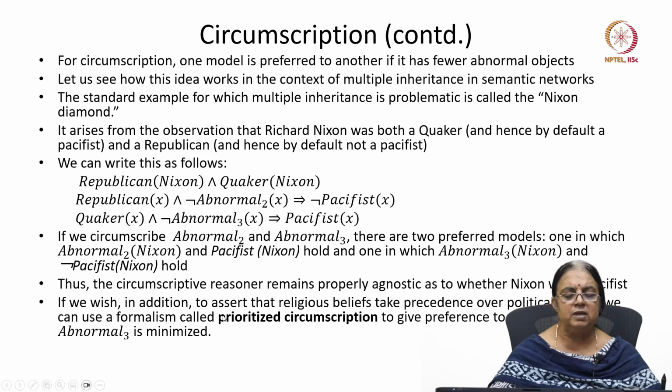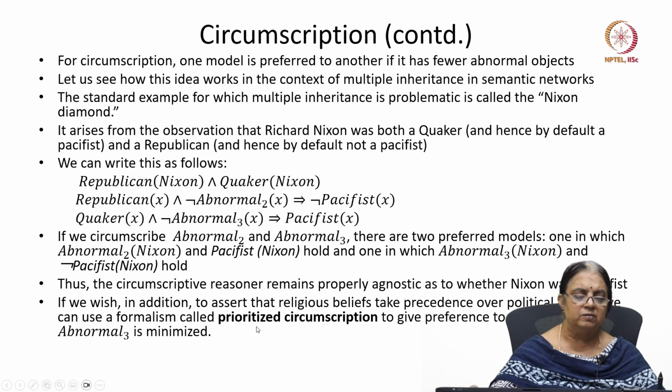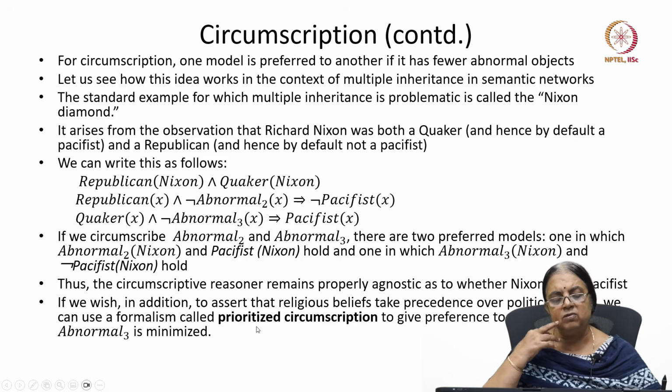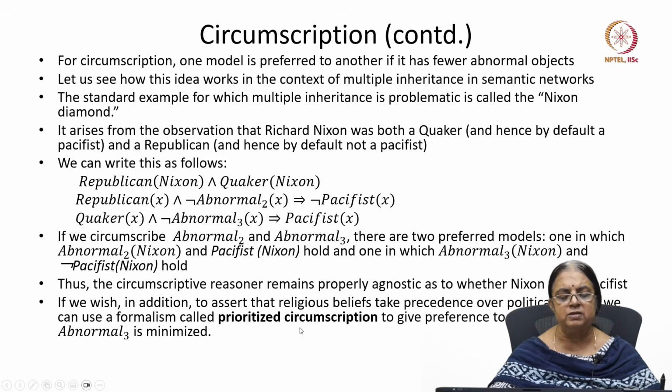So what happens is that either one or the other has to be true, okay? Either abnormal 2 of X, if it is true, then abnormal 3 of X should be false, etc. Or you need to have what is called prioritized circumscription, to give preference to models where abnormal 3 is minimized, etc.